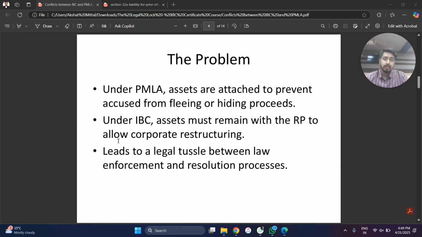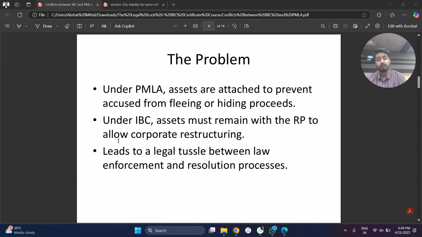given to the resolution professional. So the resolution professional comes forward and takes control over the assets after the moratorium has been declared. Under the IBC, the assets are very much necessary to be under the control of the resolution professional so that there is no misuse of the assets, and the maximization of value of assets can be achieved.